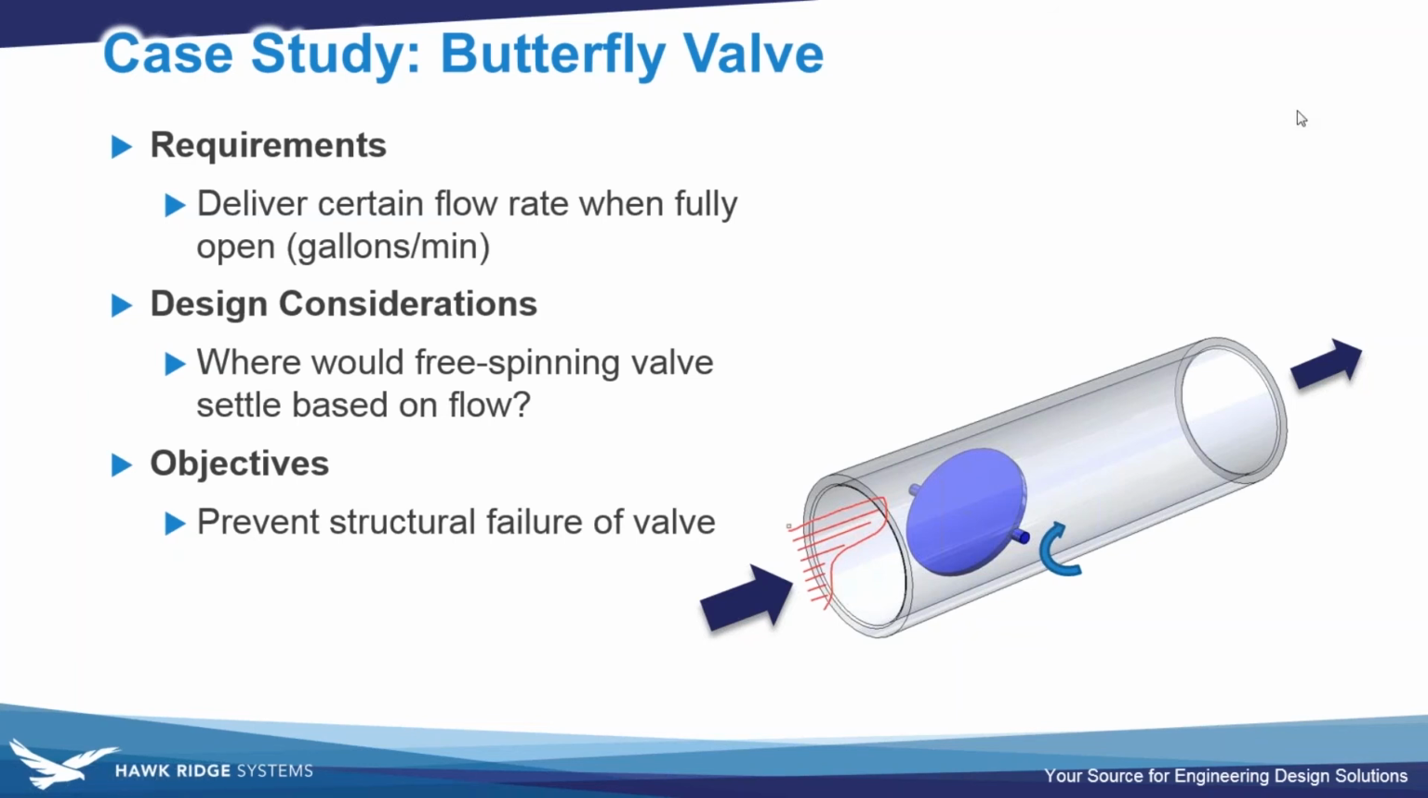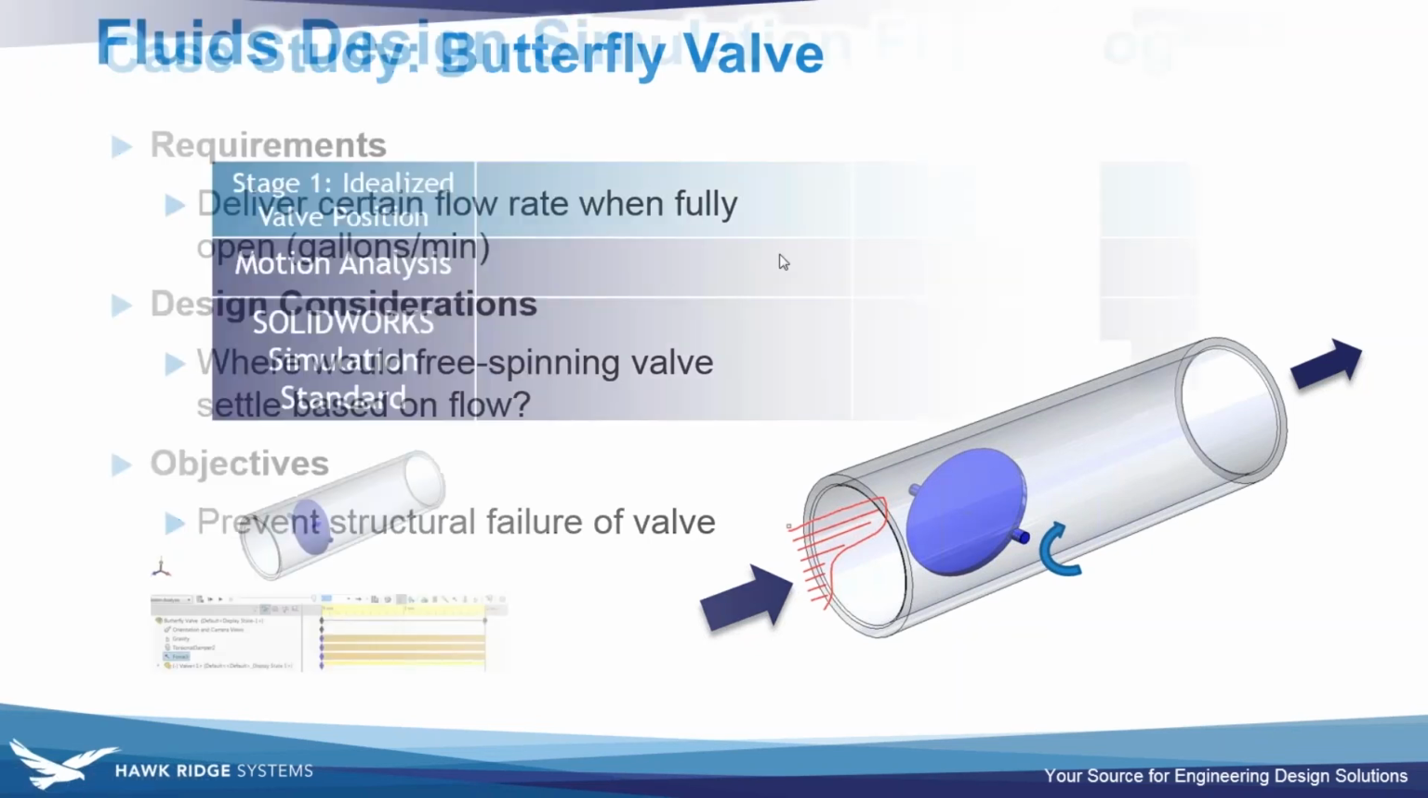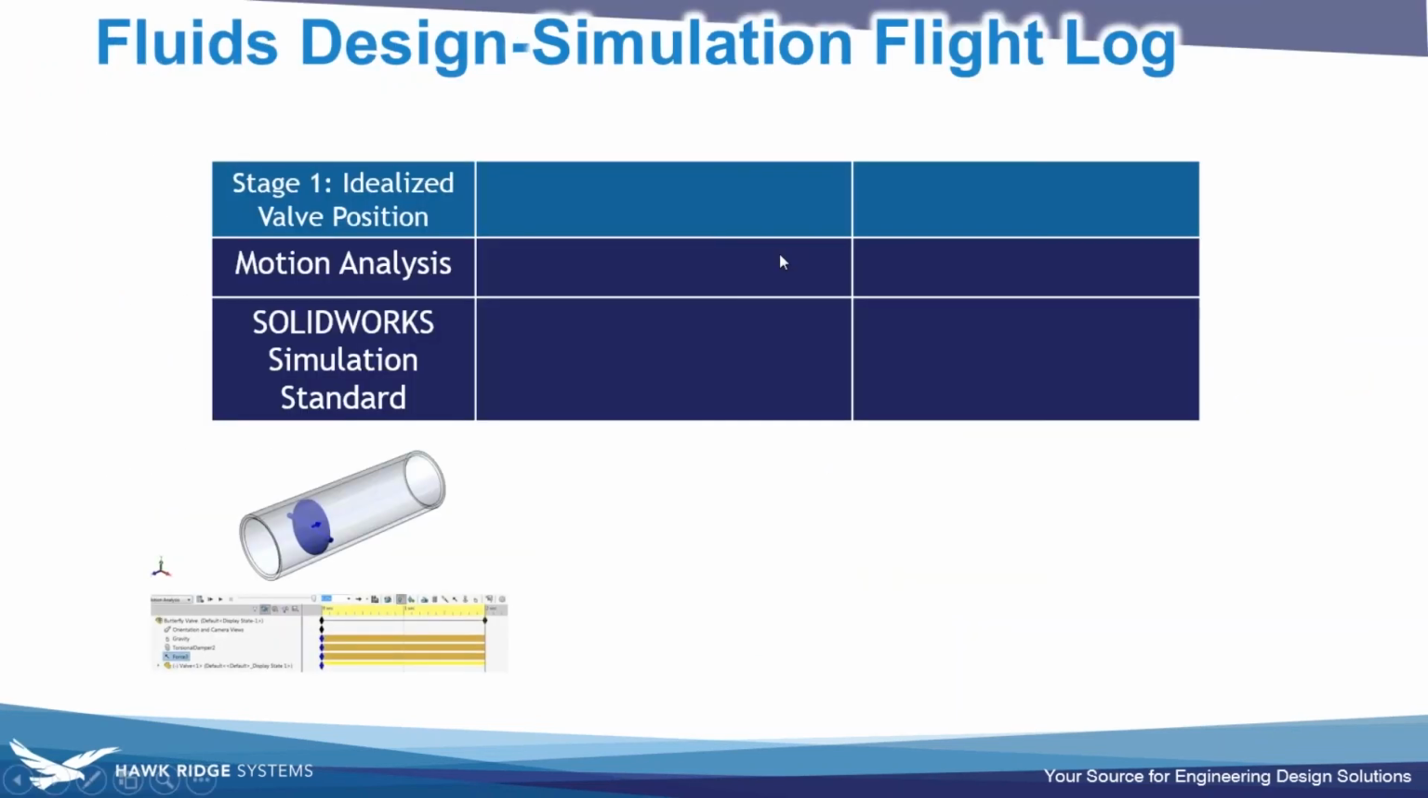And in the case of this butterfly valve, of course, primarily you probably would have a certain requirement for the design that if you, let's say, were pumping a liquid through this, like water, you wanted to know what the flow rate was going to be depending on what position the valve was in. Or maybe you want to know, if the valve was not controlled by an actuator, maybe if it was like a free spinning valve, where would that go in the flow? Where would it settle? And of course, overall, you're probably concerned about making sure the valve itself doesn't fail. You want it to provide a certain level of performance without breaking.